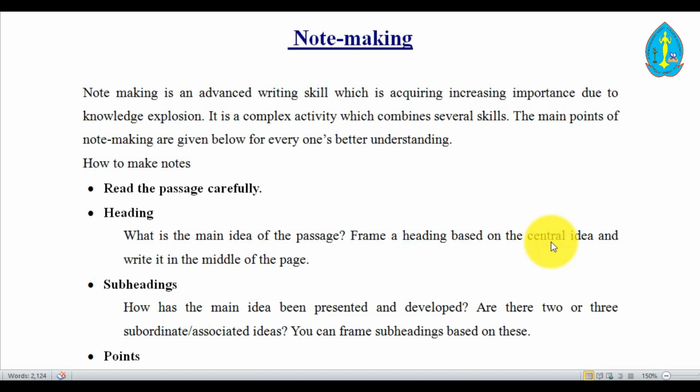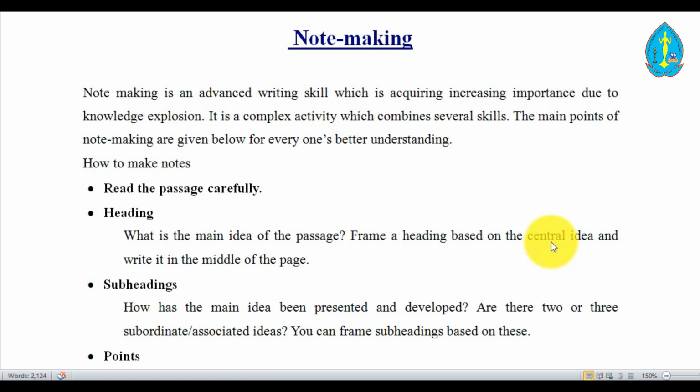And the topic that we are going to see today is note making. Before understanding what is note making, we should understand what are the differences between note making and note taking. Every time we make notes when we read books, or even when we listen to audio lectures or online classes.